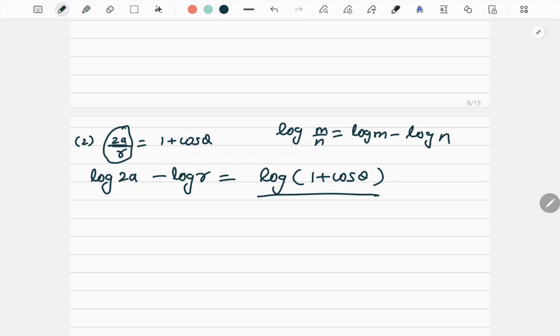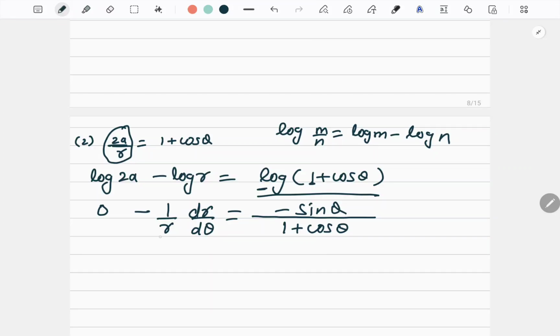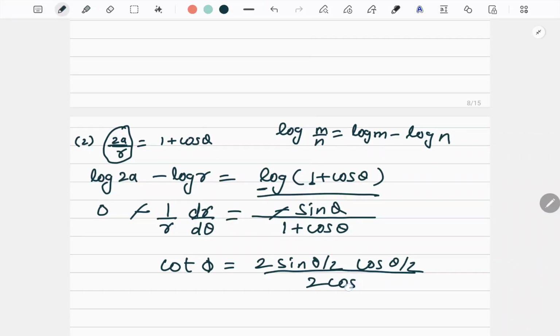What is the differentiation of log 2a? 2a is a constant, so this will become 0. Minus, differentiation of log r is what? 1 by r. But r is a function of theta, so dr by d theta is equal to, apply chain rule, differentiation of log is 1 by, then differentiation of 1 is 0, differentiation of cos theta is minus sin theta. Correct? On both sides, this minus and this minus get cancelled. This side cot phi is equal to 2 sin theta by 2 cos theta by 2 upon 2 cos square theta by 2.